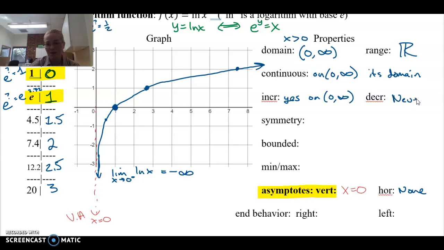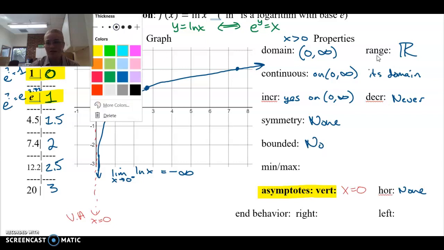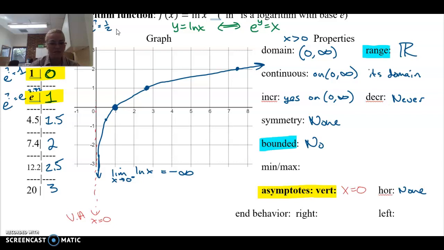Is it decreasing? Never. Symmetric, definitely not even. If you rotate, it's not odd, so symmetry, none. Is it bounded? No, because again, my range is all real values. And max and mins, again, none, because my range is everything. The end behavior, right, as x goes towards +infinity, my y is going towards +infinity as well. The left side, however, as x goes to -infinity, there's none, right? There are no y values back over here, because I've got a restricted domain.